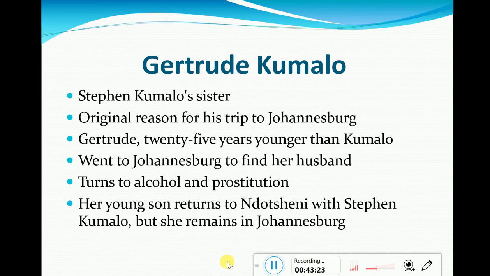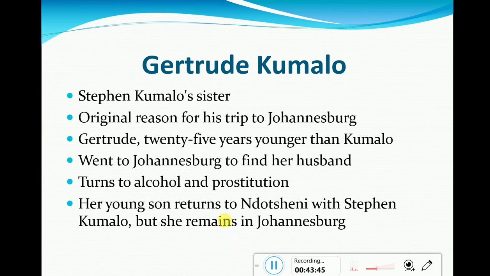And then we've got a dramatic, colorful character by the name of Gertrude, who is Stephen Kumalo's sister. The original reason for his trip to Johannesburg was for him to search for her. She went to Johannesburg to find her husband. However, she turned to alcohol and prostitution. And then she also has a young son.